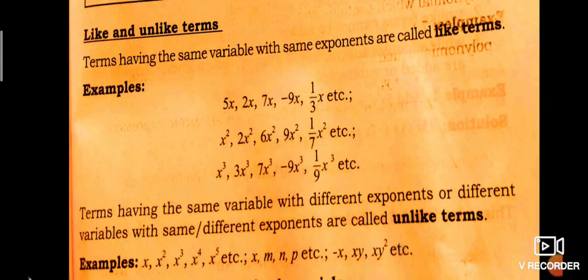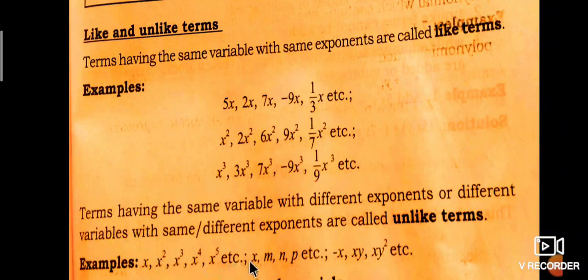Example for unlike terms, students, observe here. x, x square, x cube, x to the power of 4, x to the power of 5. Observe in this one here the variables are the same, but the exponents are different. Here 1, here 2, here 3, here 4, here 5. The powers are different. Therefore, these are called unlike terms.